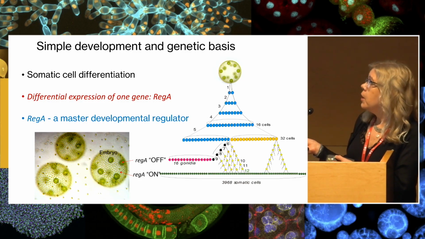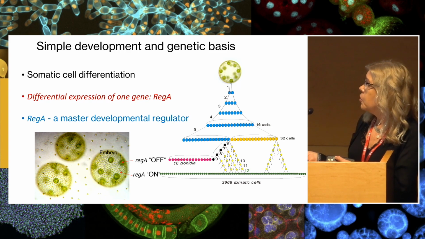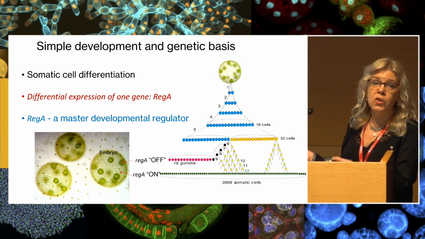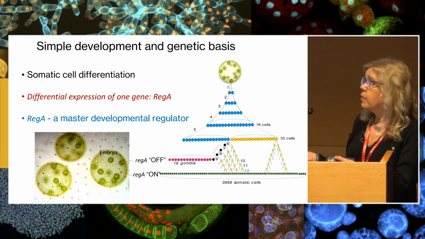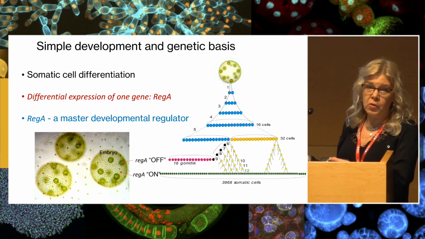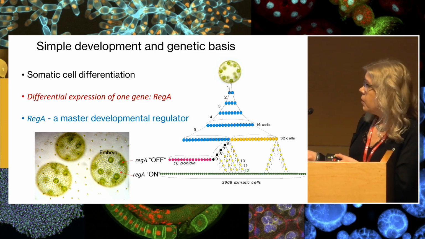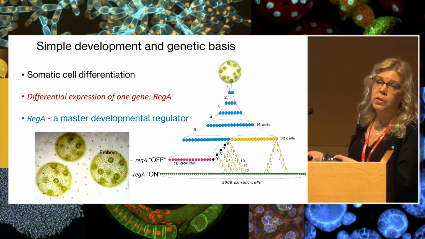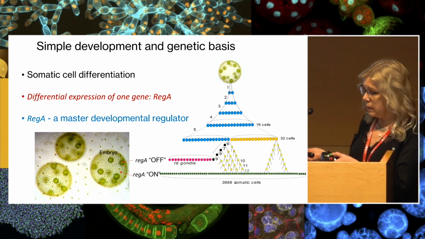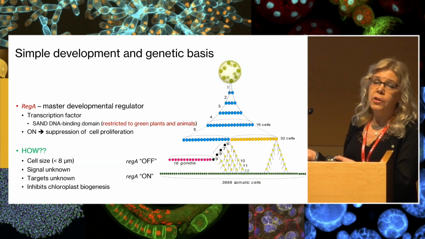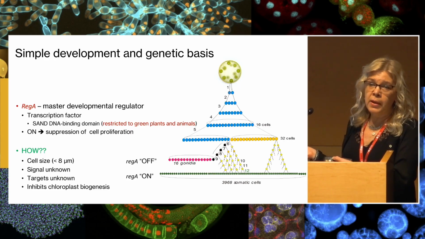There's only one gene that establishes the fate of the reproductive and the somatic cells. That gene is always off in the reproductive cells and always on in the somatic cells. So it establishes the fate of the somatic cells. The somatic cells derive from the smallest cells at the end of embryogenesis. So REGA is considered a master developmental regulator.